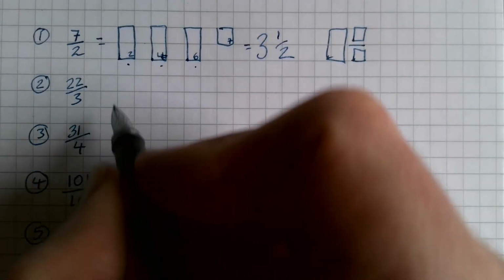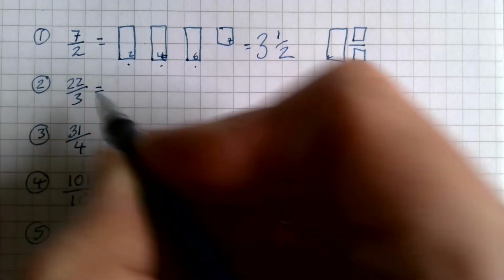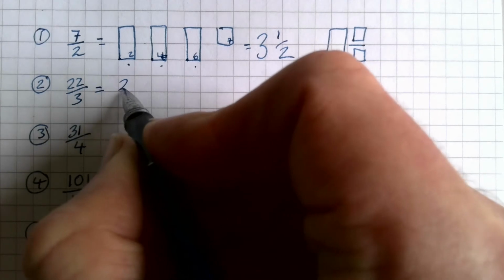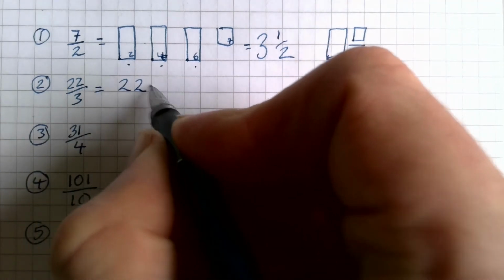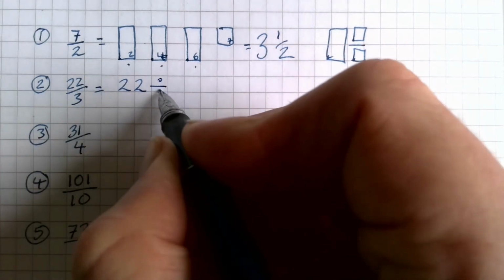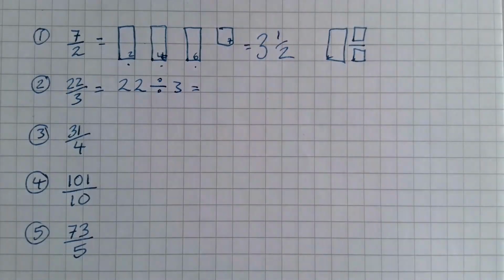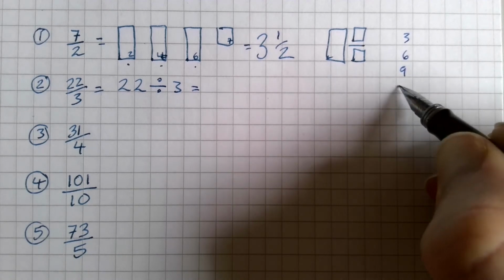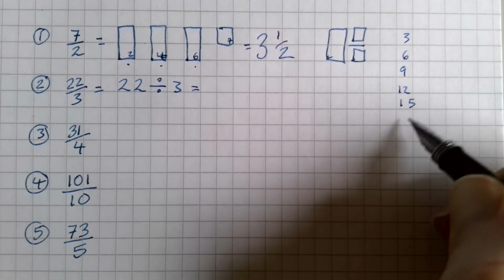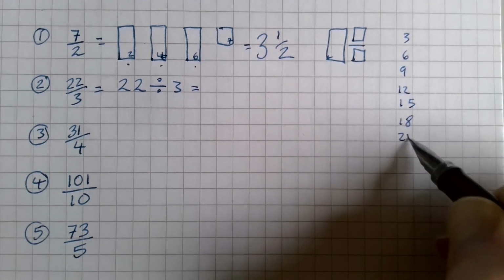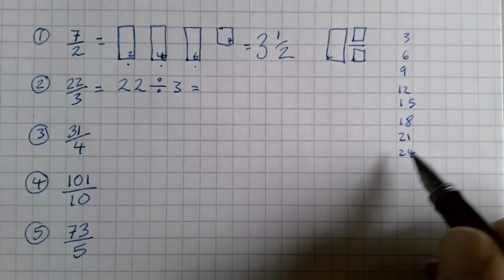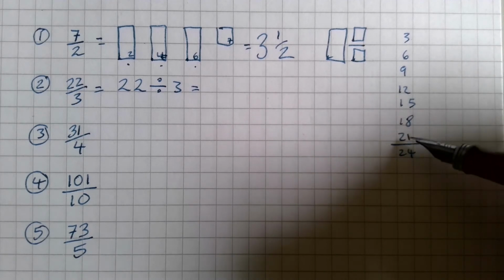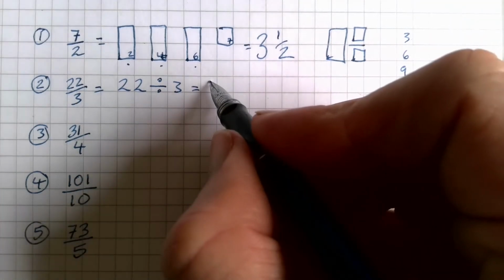Now this time I'm going to use division. So 22, that means 22 divided by 3. I'm going to go through my 3s. 3, 6, 9, 12, 15, 18, 21, 24. Oh, that's too far. So I don't have that many. I've got 1, 2, 3, 4, 5, 6, 7 3s make 21.